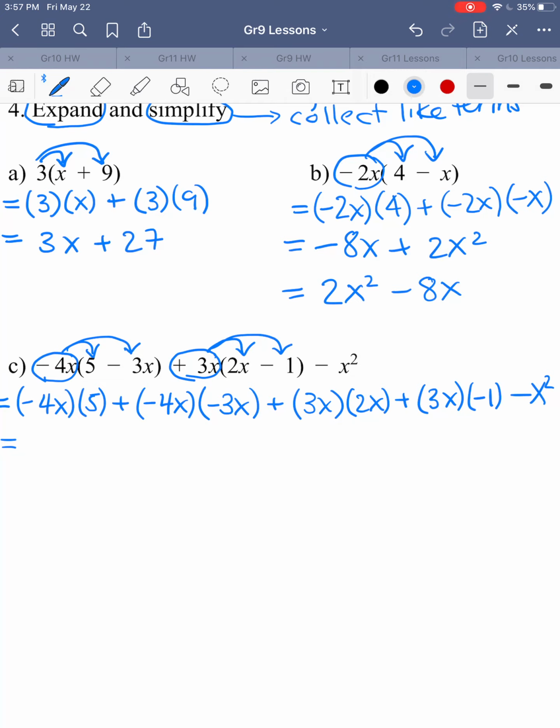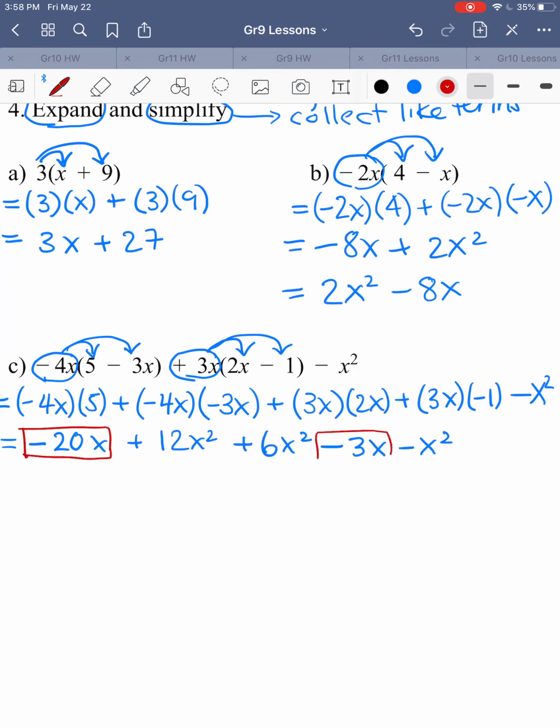Okay, so we're actually going to multiply everything out and then we're going to simplify by collecting like terms. So we end up with negative 20x plus 12x squared plus 6x squared minus 3x and then minus x squared. So we have two different types of terms here: the terms that have the x squared and the terms that just have the x. I'm going to put a box around the terms that just have the x, and a circle around the terms that have the x squared.